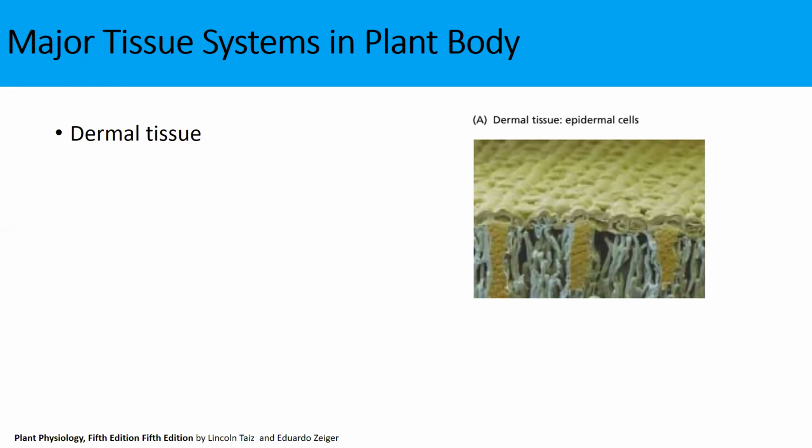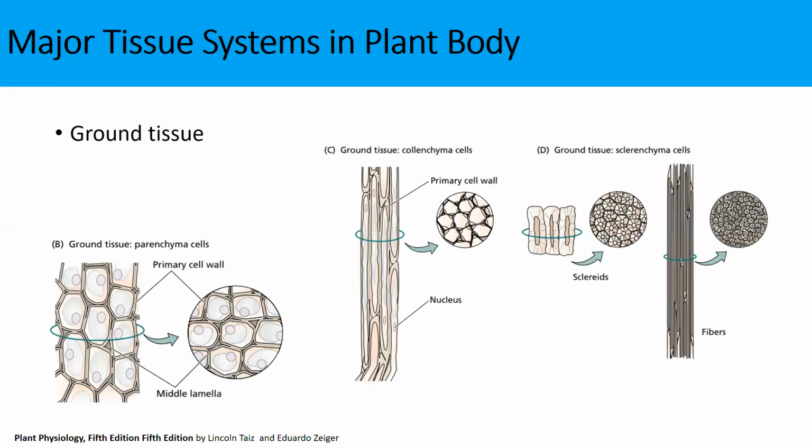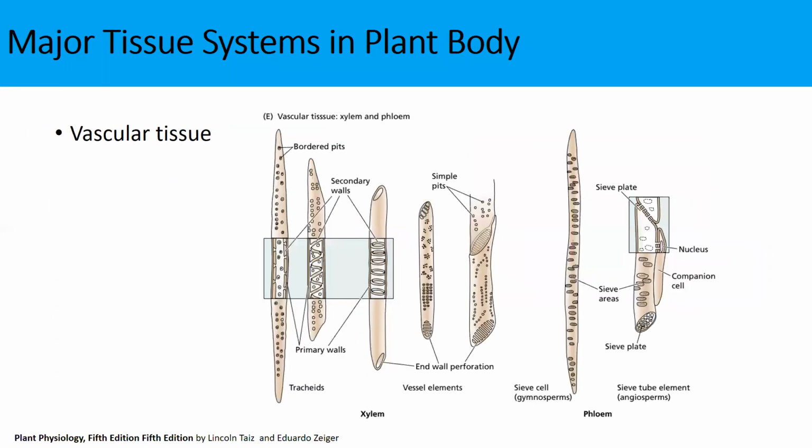The types of tissues. Three major tissue systems are found in all plant organs. These tissue systems are dermal tissues, ground tissues, and vascular tissues, which include mainly the xylem and phloem tissues.